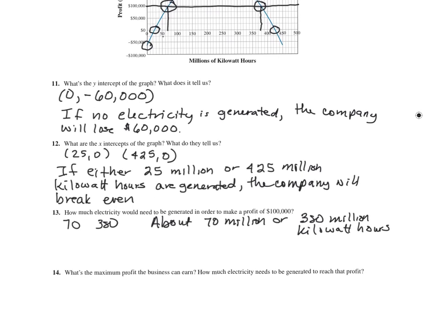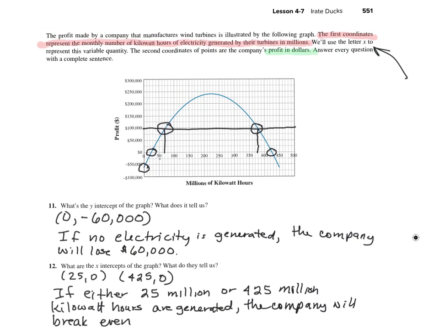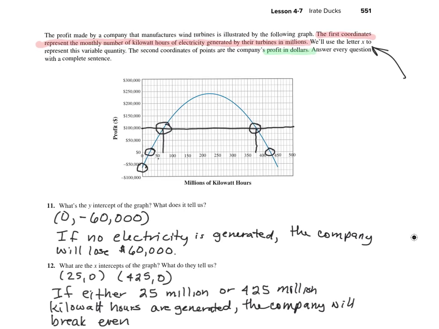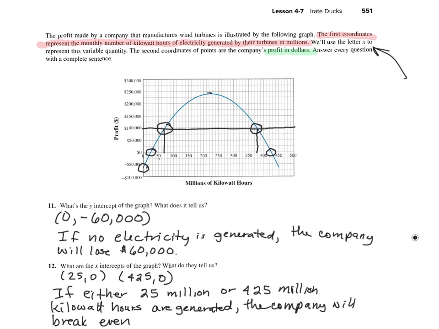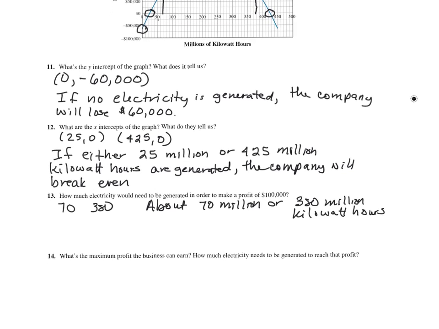All right, the last question is, what is the maximum profit the business can earn? Well, that's going to be a Y value, isn't it? So back up looking at the graph. It looks like the highest amount is right up there. And that looks about 240,000. Again, we are estimating here. We're doing our best. So the maximum profit is about 240,000.